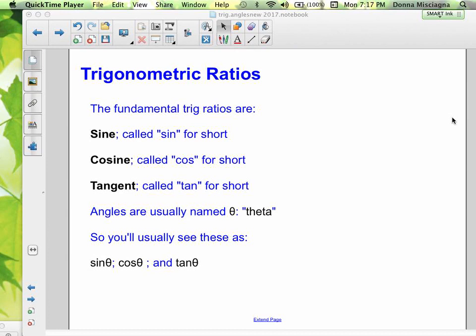Angles are usually named with the Greek letter theta. So you'll see these as sine theta, cosine theta, tangent theta. You have to have a variable. You have to take the sine of something, the cosine of something, the tangent of something. That's just telling you to find the ratio for that angle. It's like multiplication: you can't just have a multiplication symbol floating around. You can't just have sine, cosine, and tangent. They're operations.